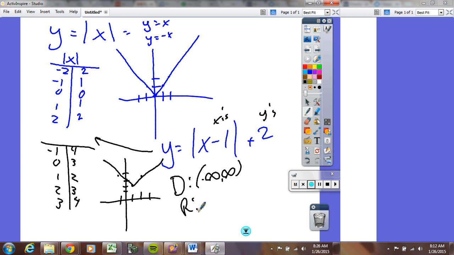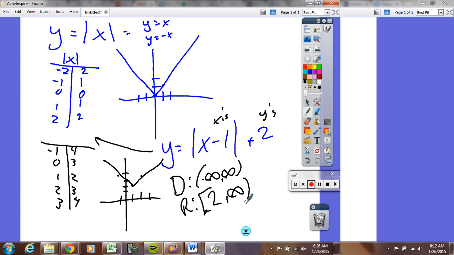Range is 2 to infinity, because we start ranges up and down, right? How low do we go? We go to 2. Do we include 2? Is that a bracket or a parenthesis? Bracket. And then to infinity. Is everybody there with me?